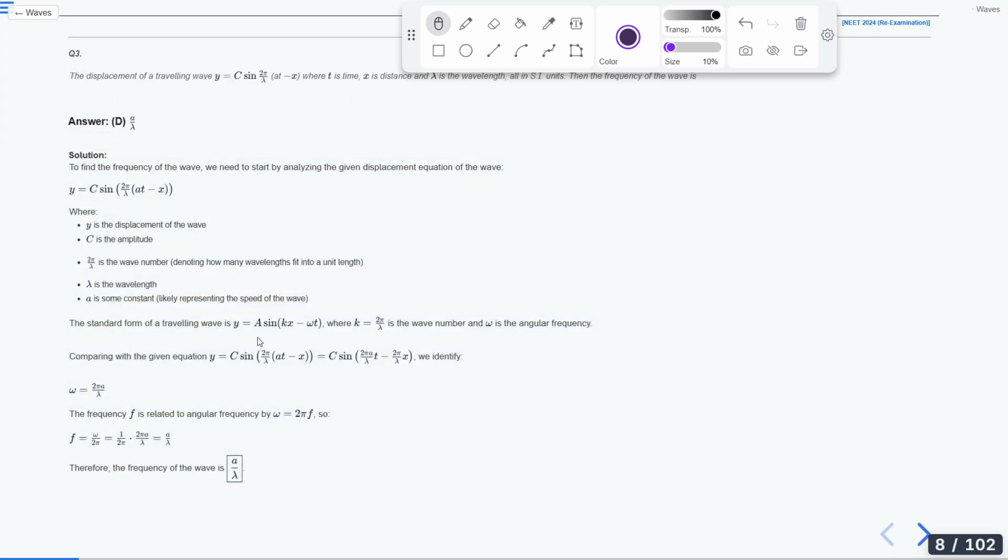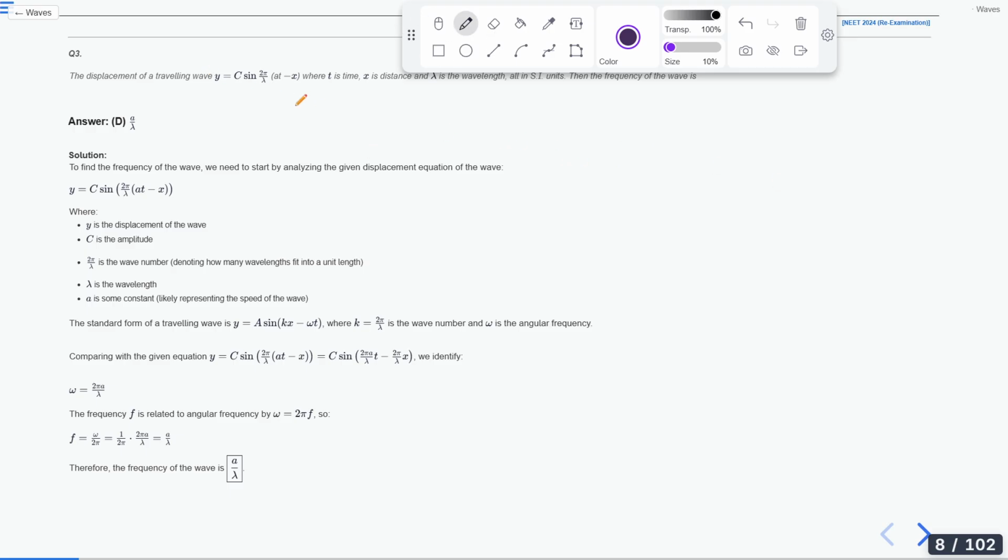So as I have told you, these are the same steps. This is a standard form. You have to convert it into the given form. You have to modify the standard form so that you can compare the given equation with the standard equation. So after comparison, you can find what the frequency is. From here the frequency is a by lambda. Or you can compare in that way also. You can do the reverse way also.